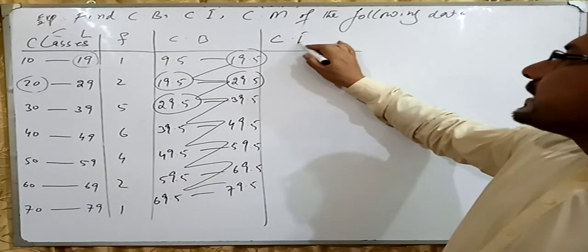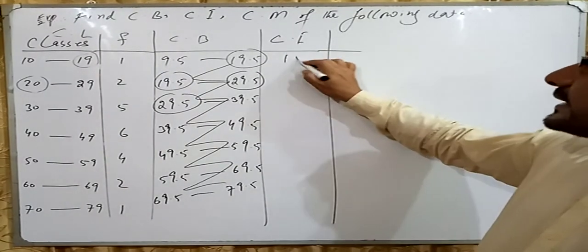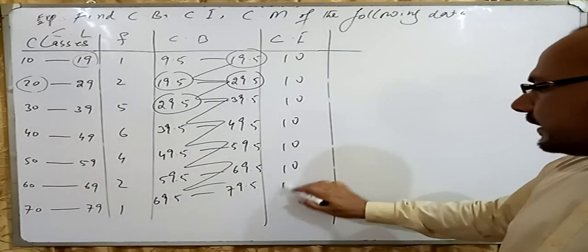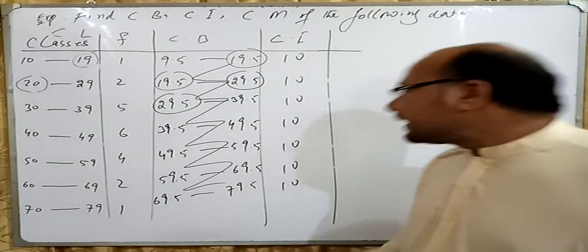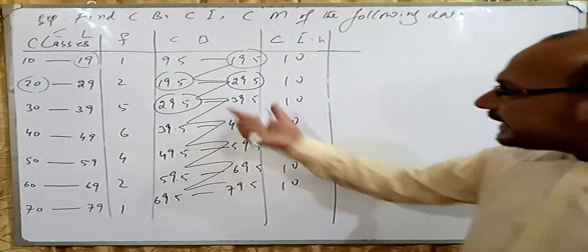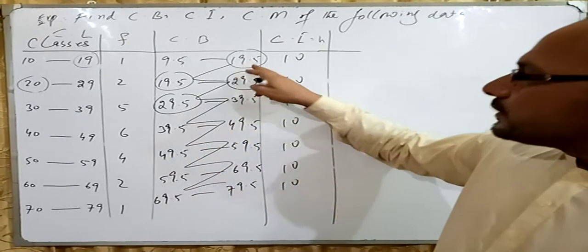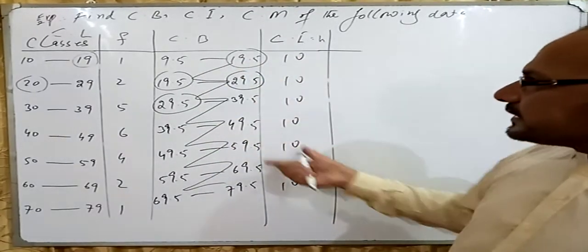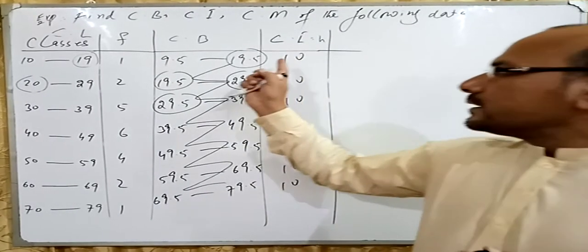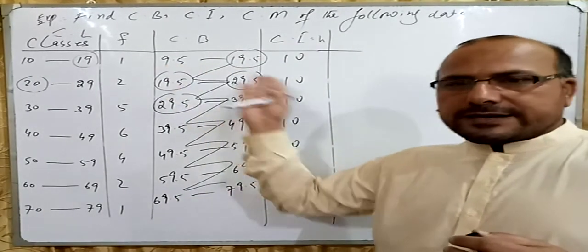So class interval in this case, it will become what? 10. So class interval is 10 and it is represented by h also, small h. In case you see here, you can find out this particular 10 in case class boundaries are in continuous form, vertically as well as horizontally.